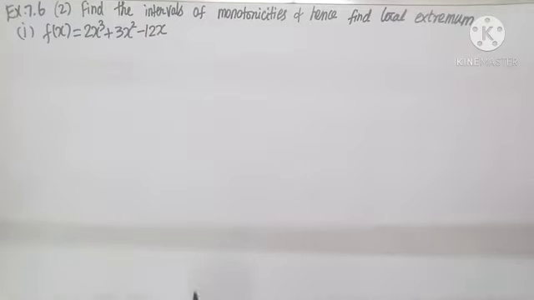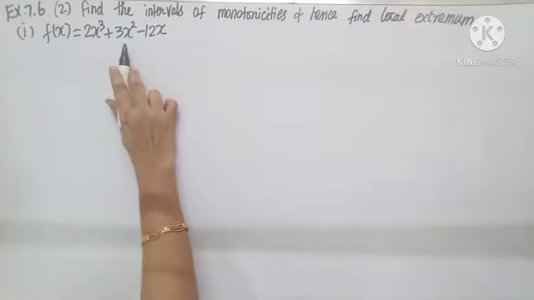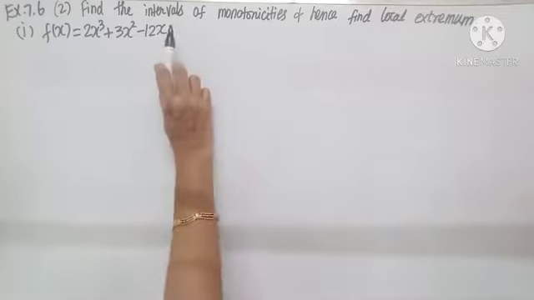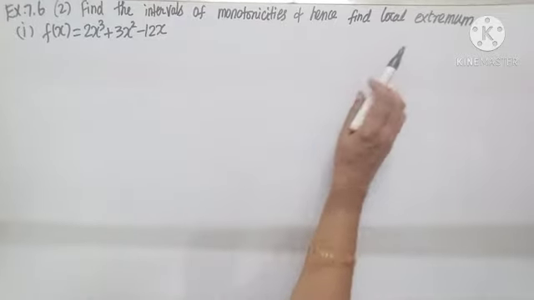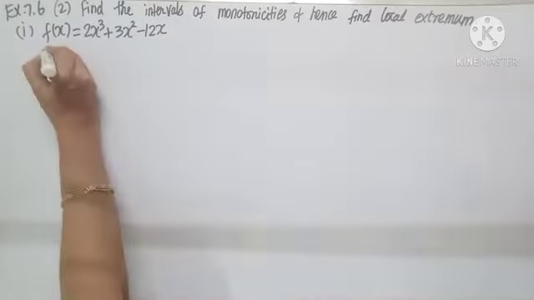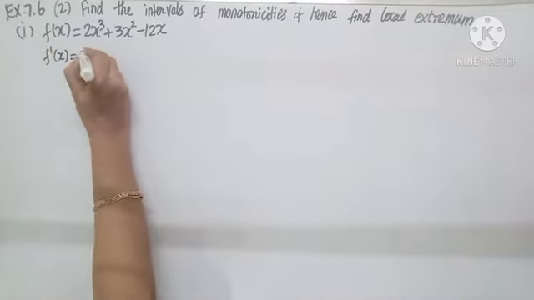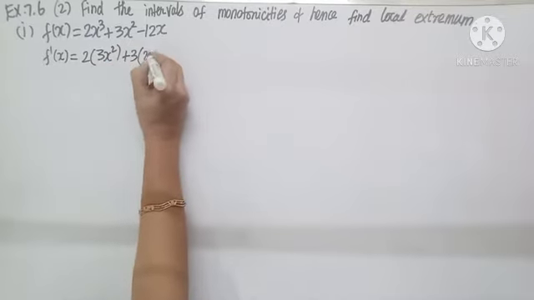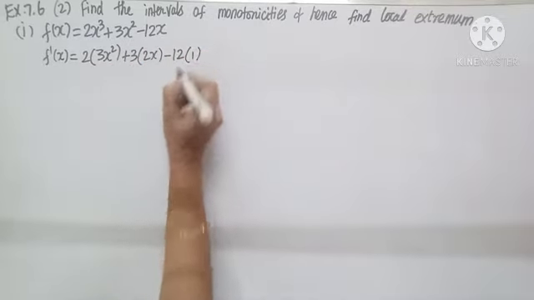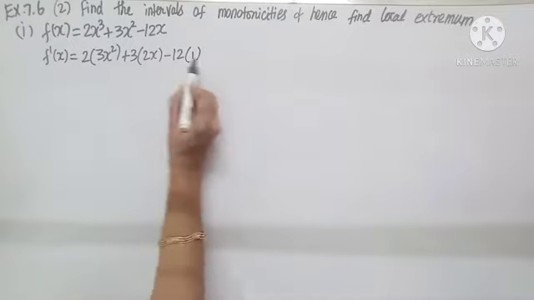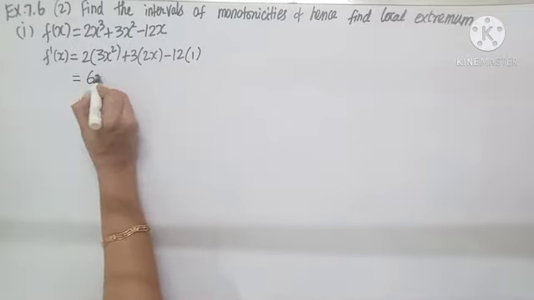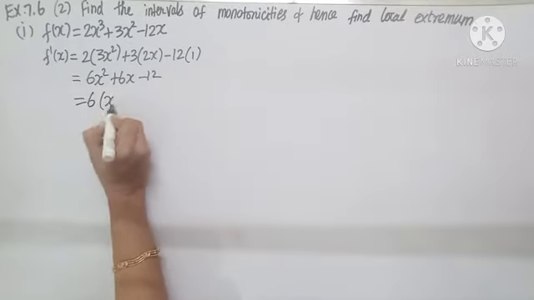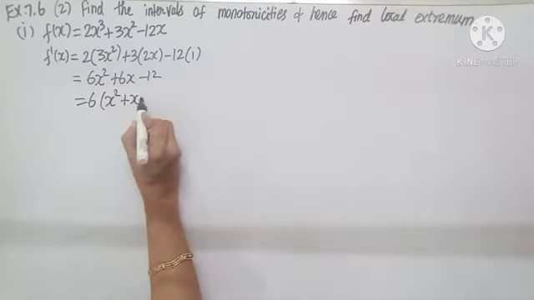Subsection 1: f of x is equal to 2x cube plus 3x square minus 12x. The question is to find the intervals of monotonicity and local extremum. Find the derivative. 2 into x cube becomes 3x square, 3x square becomes 2x, x becomes 1. In all the terms 6 is common, so we can take 6 as common: 6 into x square plus x minus 2.